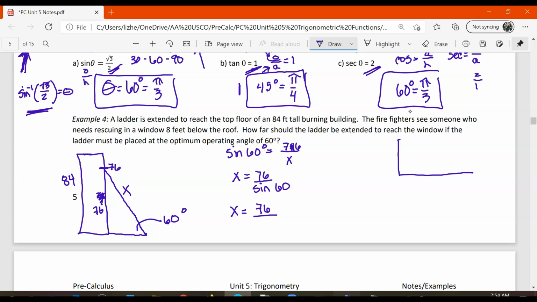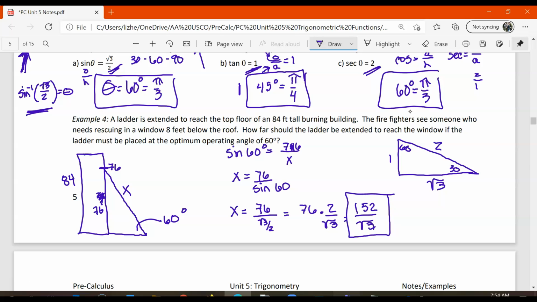So let's just do that again so we get used to it. Here's my 30, here's my 60, 1, 2, radical 3. The sine of a 60 is opposite over hypotenuse, so this is radical 3 over 2, which means I'm going to take 76 times 2 divided by radical 3. And so I get 152 divided by radical 3. This is the exact answer. If you use your calculator, you're going to round and you will not have an exact answer.